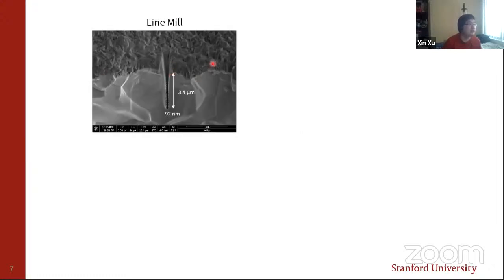So I will just show some examples of etching. First, you can use the gallium to do a line mill. For example, you can cut a very deep trench, only nanometer scale wide but micron deep. This is the basic step you can use to make some artificial defects on your sample surface.